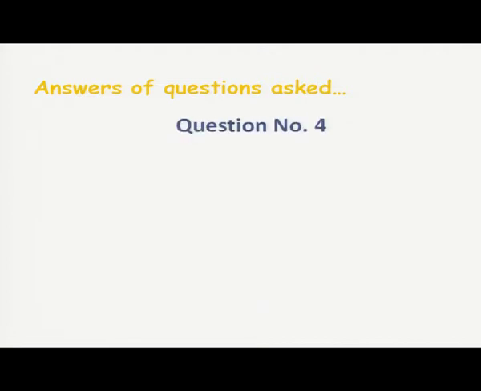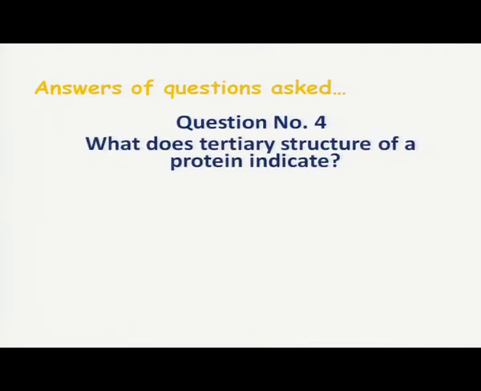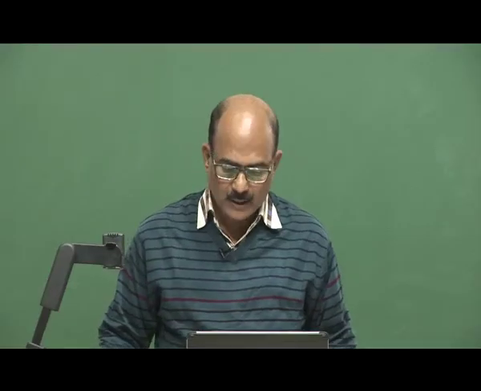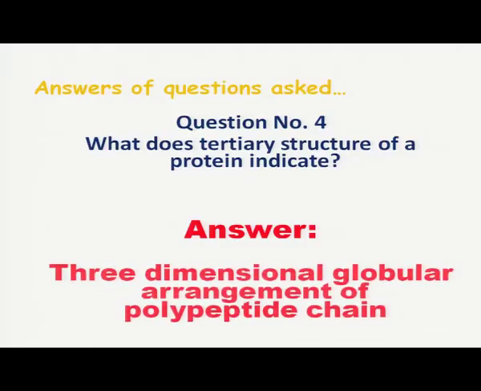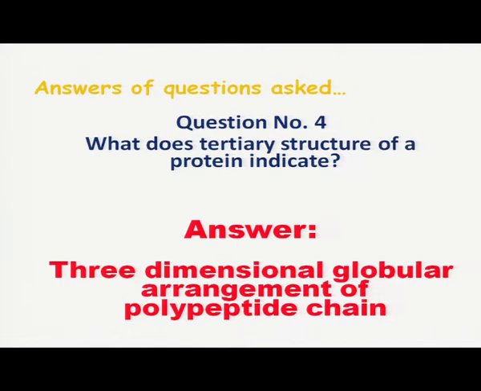Now, the next question, what does the tertiary structure of protein indicate? We have already seen in our last session different types of protein structure. One of the protein structures is tertiary structure of protein. This tertiary structure of protein indicates 3-dimensional globular arrangement of the polypeptide chain.